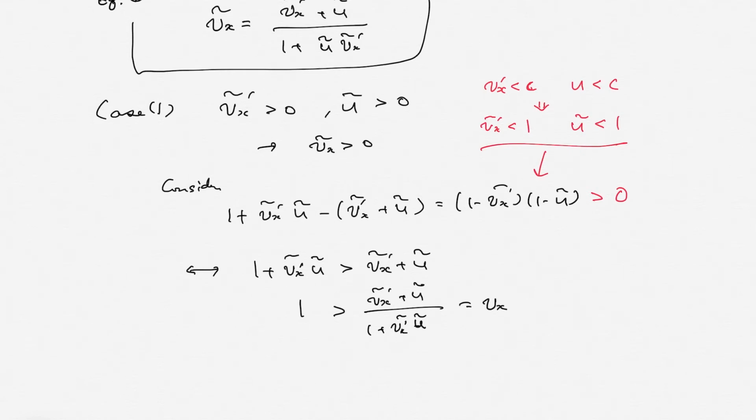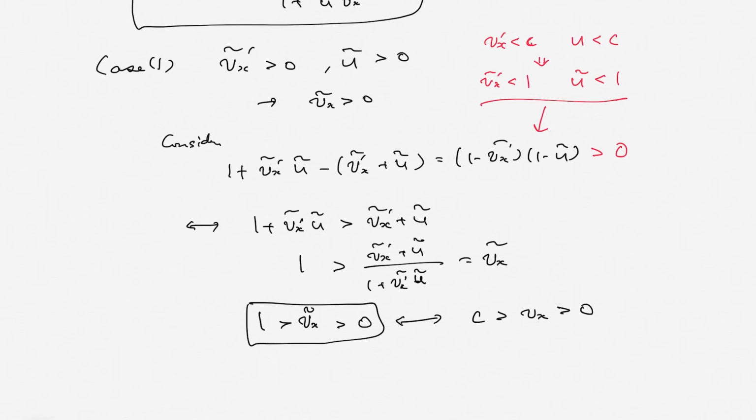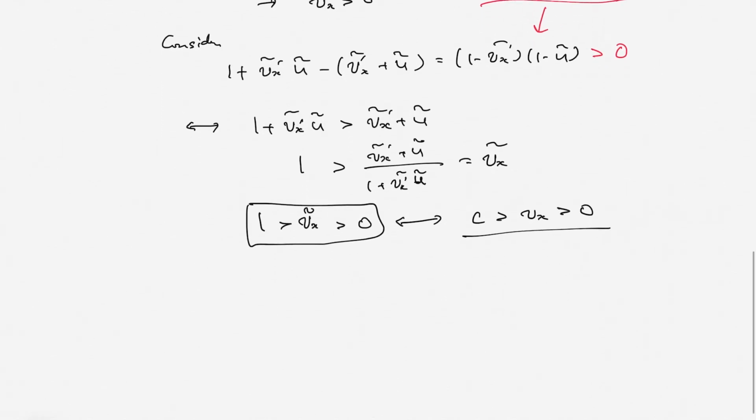So this is v sub x tilde. So v sub x tilde is smaller than 1 but larger than 0. So this is actually equal to v sub x over c, and v sub x is smaller than the speed of light. This is case 1, where both v sub x prime and u are positive.